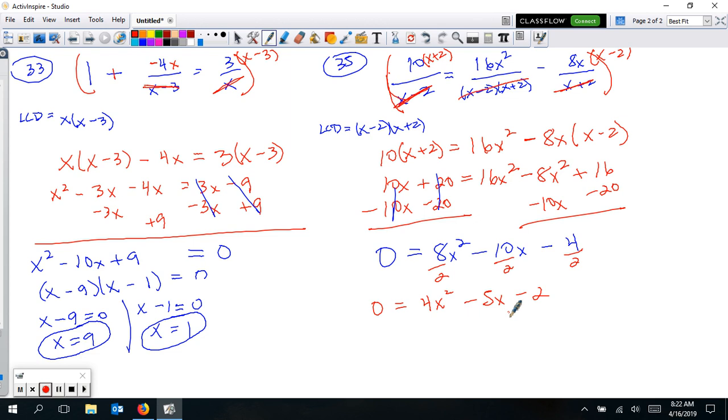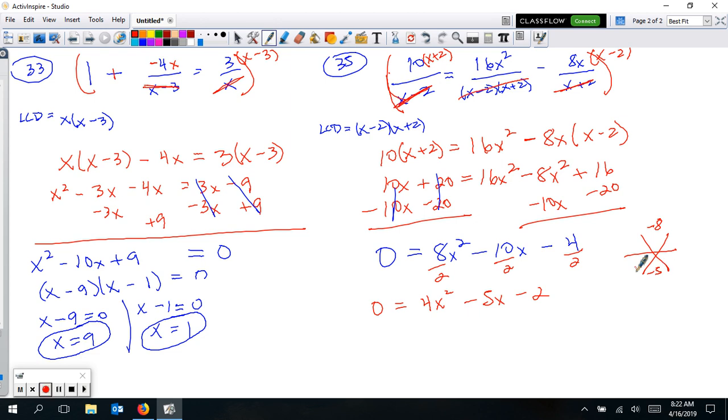So could we factor this one? We would need to factor it with the star if it was factorable, which means I could try it. I could do the star method over here. The 4 times negative 2 would be negative 8. That would be the top. Negative 5 would be the bottom. And I would need to figure out, are there two numbers that multiply to give me 8 that would subtract to give me 5?